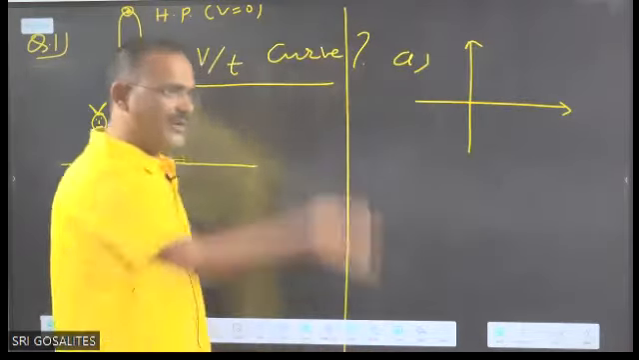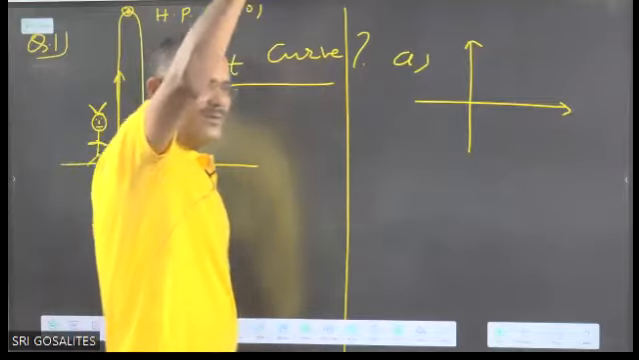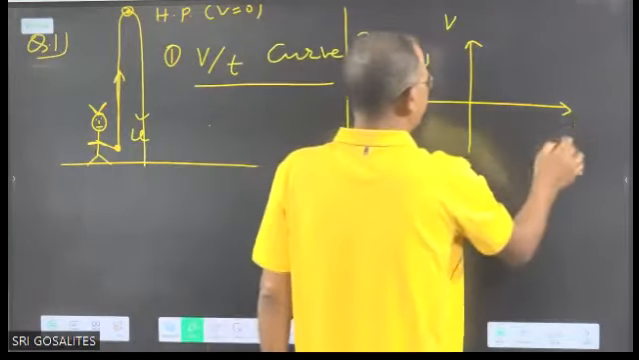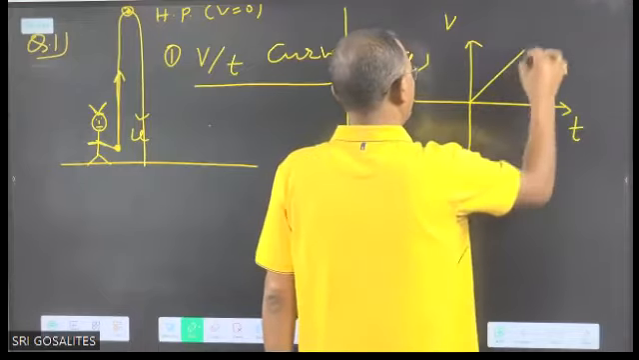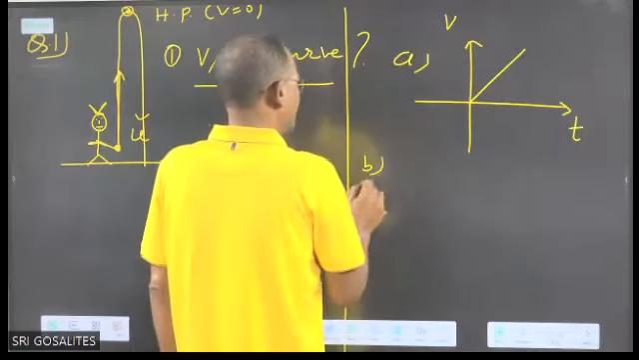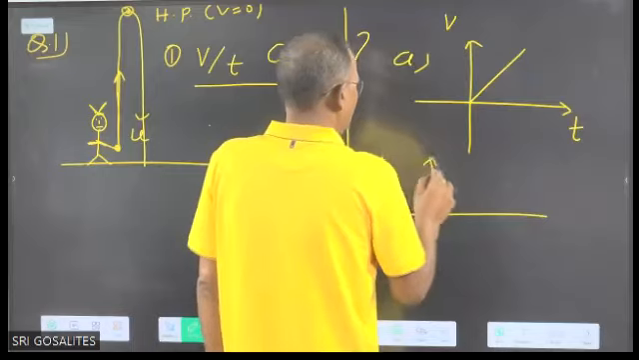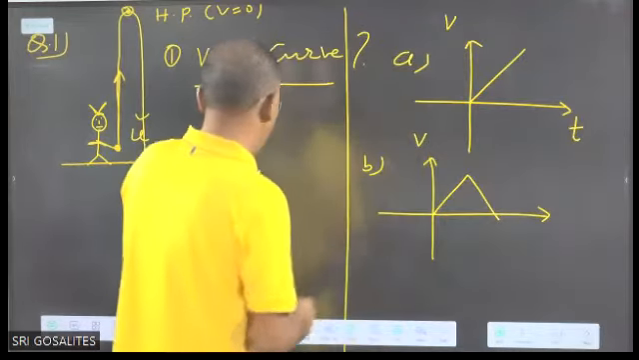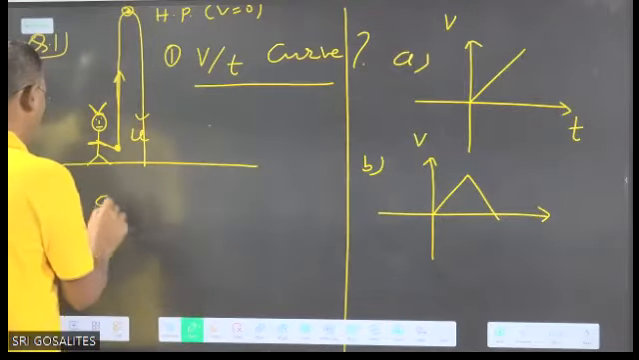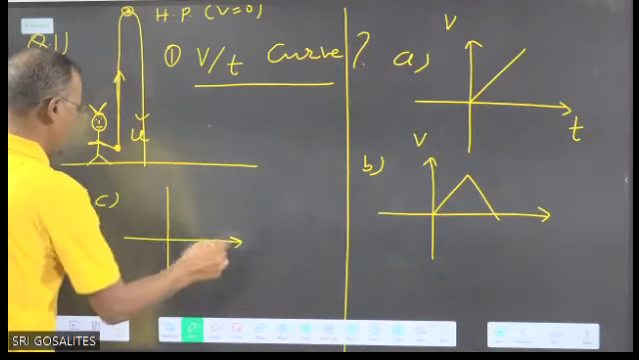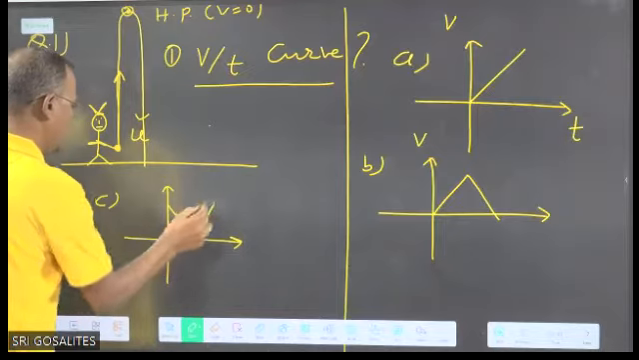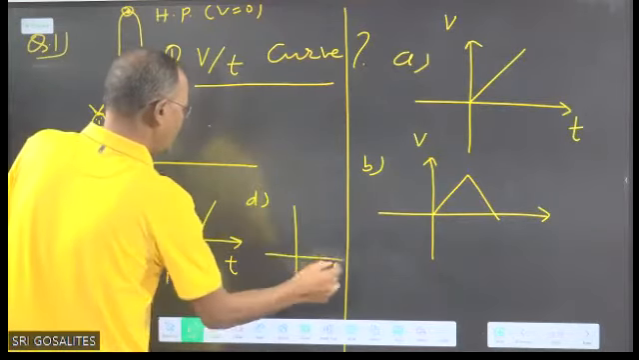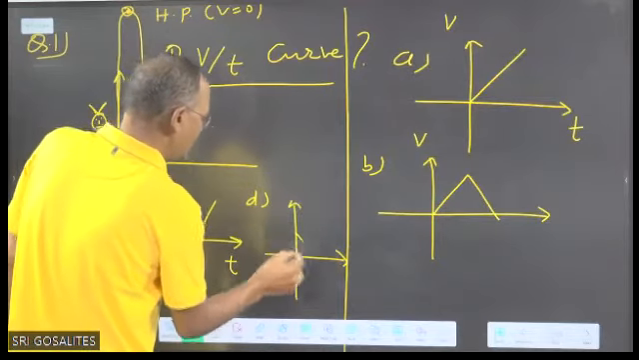A body thrown up under gravity, moving up, coming down, then what is this VT graph? Option A: it will keep on increasing. Option B: increasing, then decreasing. Option C: decreasing, then increasing. And option D: it will keep on decreasing.